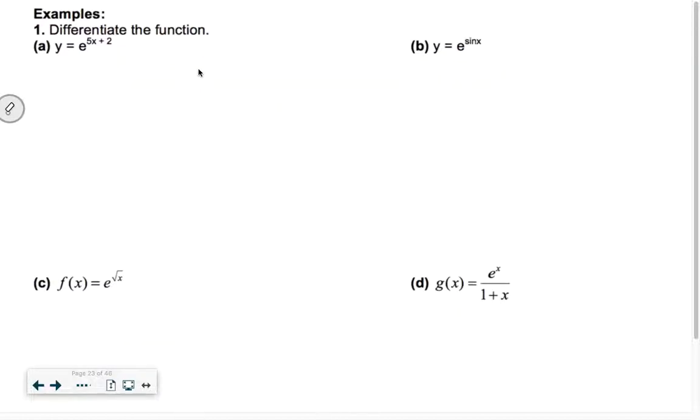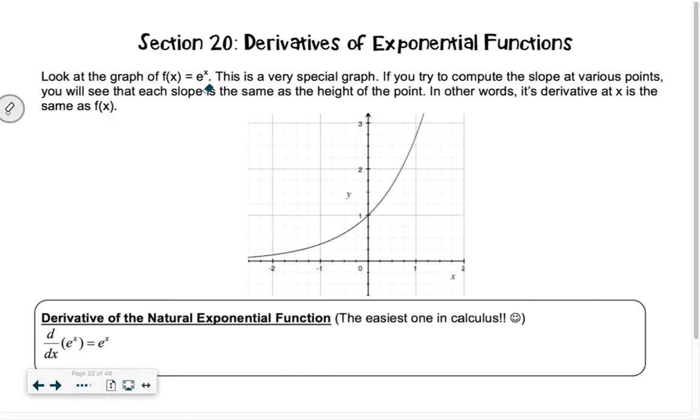All right, so it says differentiate the function. So this means that I still have to use rules. Like, I still have to consider things like the chain rule, right? This is just our general form. So if I have e raised to just x, its derivative is e to the x. But if I have something like e to the 5x plus 3, then its derivative is going to be itself, e to the 5x plus 3.